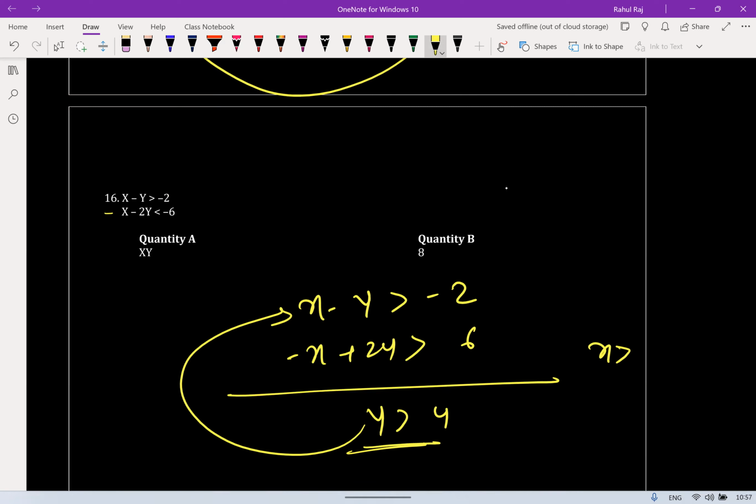Imagine if I put y greater than 4, let's say I put 5, x will be greater than 3. If y is greater than 4, x is greater than 3. What would be the value of xy over here? So you'll have to check this. That's it. Obviously, if y is greater than 4 and x is greater than 3, the value of xy will always be bigger. So that's how it is, Alexa.